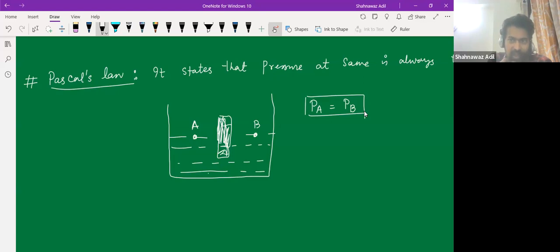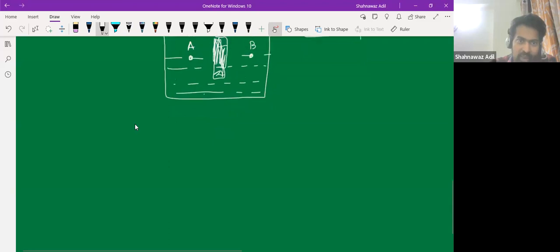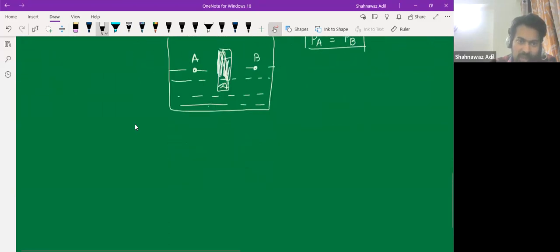Yes, sir. So those hydraulic machines, by applying a small amount of force, we can generate a very large amount of force. That is the use of those hydraulic machines, and they use Pascal's law very intelligently. So where do we use this Pascal's law?